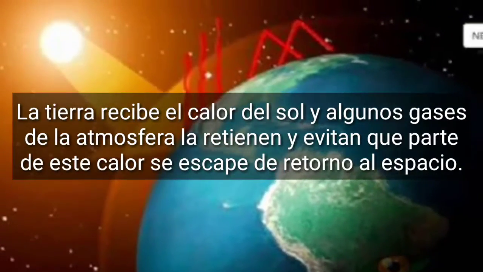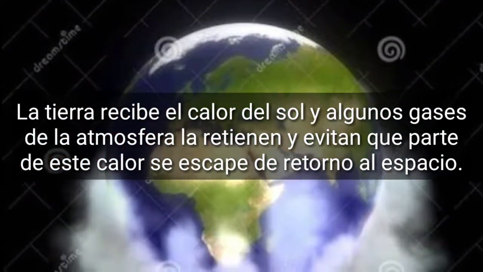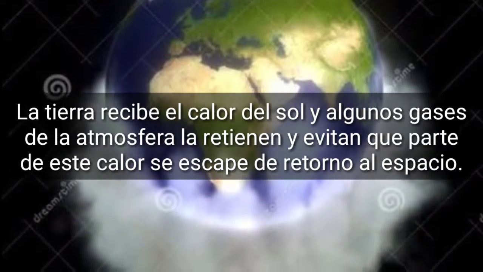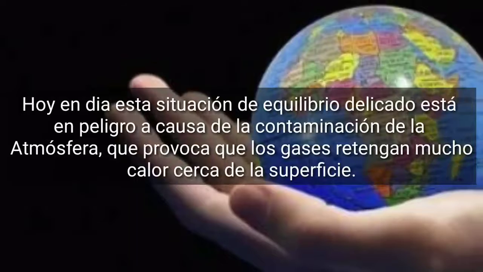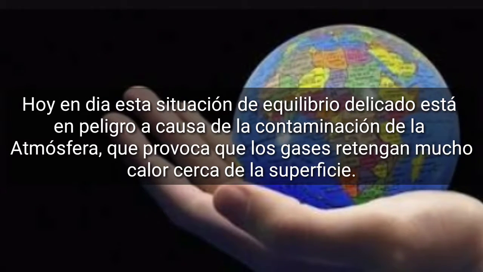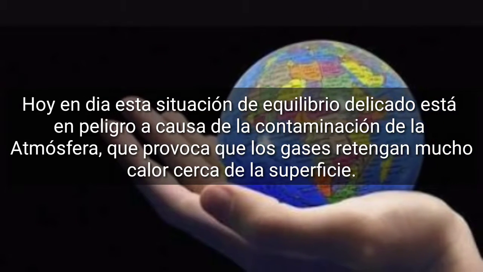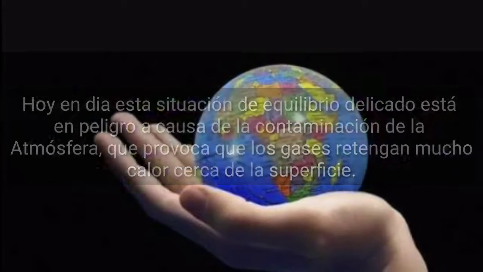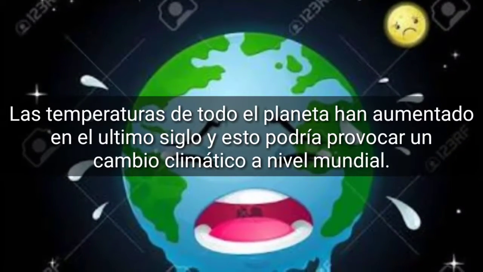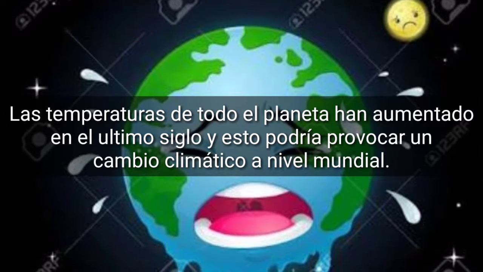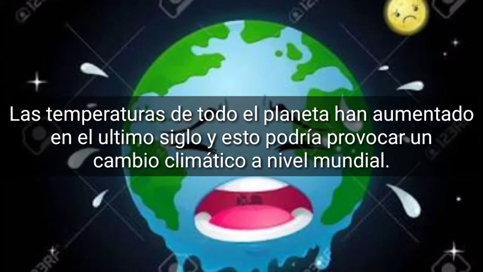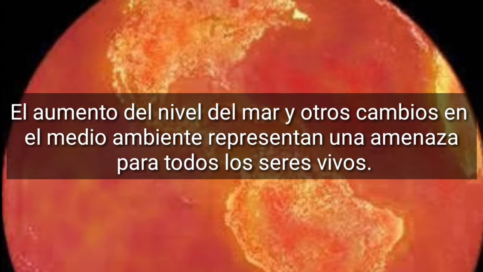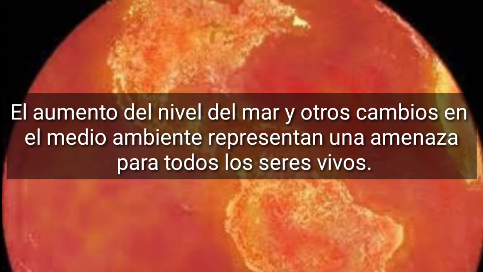The Earth receives heat from the sun. Some gases in the atmosphere retain a part of this heat, preventing it from escaping back to space. This equilibrium situation is endangered by air pollution, where the gases retain so much heat and send it back to the surface. The temperatures around the globe increased in the last century, which could be proof of global climate change. Risk levels of the change in the environment pose a threat to living things.